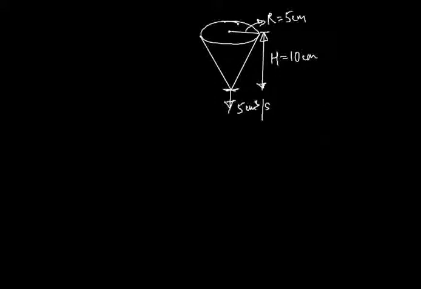So let me just change colors, and let me show you where the water level is. At any given point of time, the water level would be here somewhere, right? So let me just draw this. Let's assume this is the water level, and therefore this is all the water that's in the cone right now, and it's leaking out, so it's reducing all the time. And the question is, how fast is this water level falling when the water level is 2.5 centimeters from the top, right? So that's the problem.